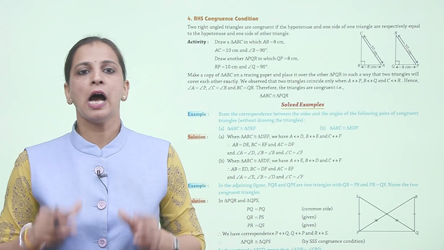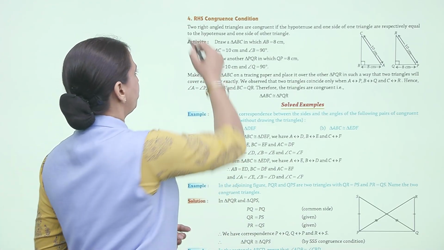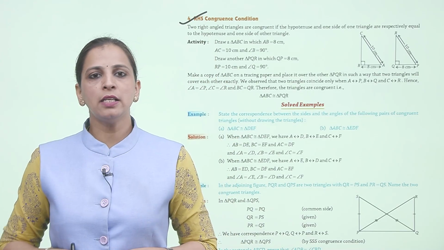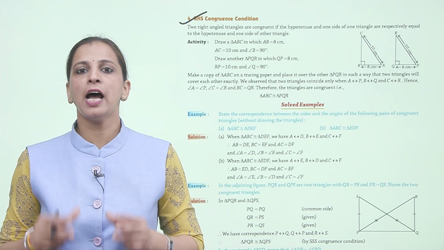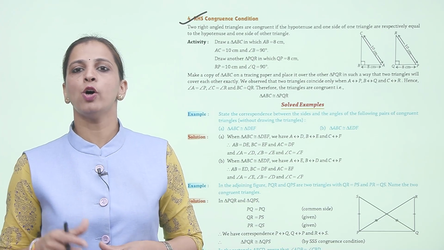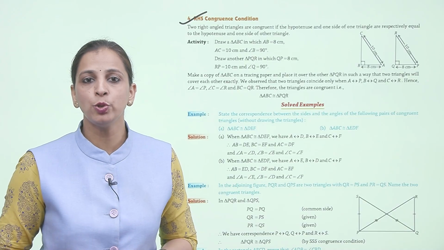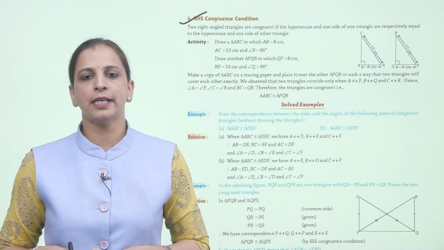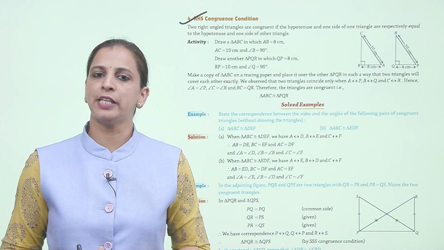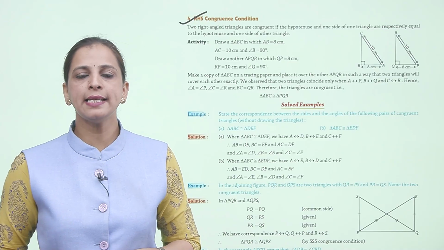Now fourth is RHS congruence condition. Two right angle triangles are congruent if the hypotenuse and one side of one triangle are respectively equal to the hypotenuse and one side of the other triangle. तो सेम एक्टिविटी आप खुद परफॉर्म करेंगे. Now next is examples.